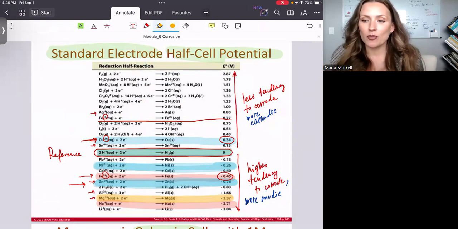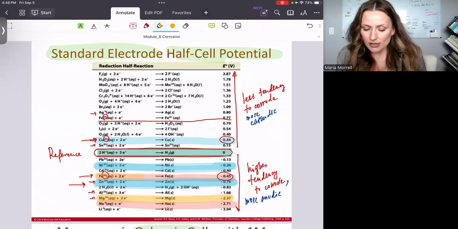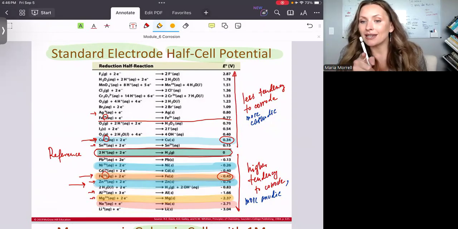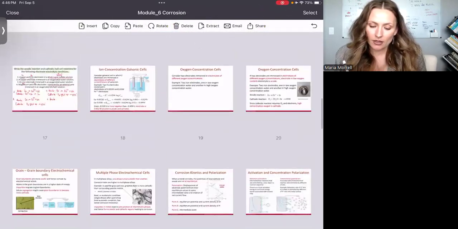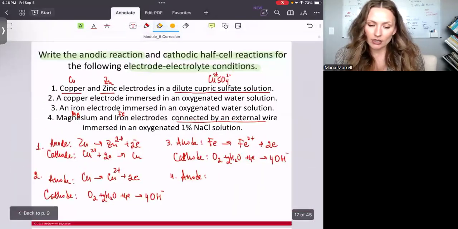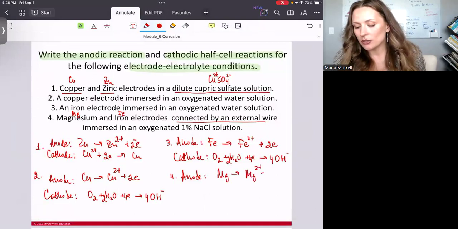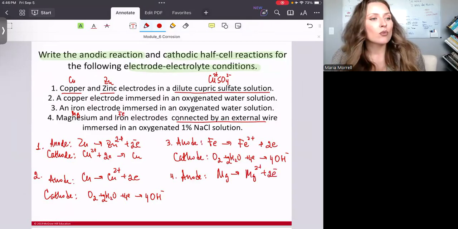Magnesium is negative 2.37, and below this is just potassium and lithium, so clearly iron is above. Iron 2 plus is here, which is negative 0.45. If I link those two, I have no doubt that my magnesium is going to be anodic, and the reaction is going to be magnesium goes to magnesium 2 plus plus 2 electrons. So the anode is magnesium goes to magnesium 2 plus plus 2 electrons. Hopefully you are all on the same page with me with this conclusion.